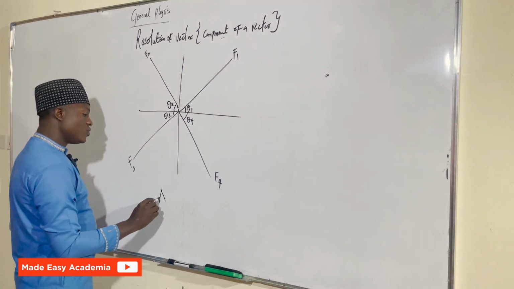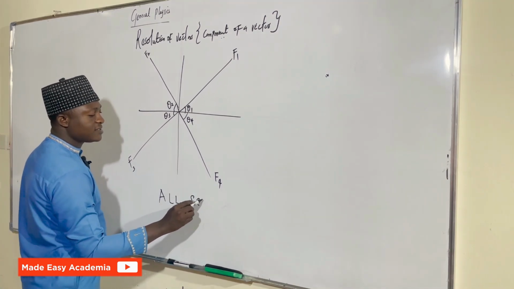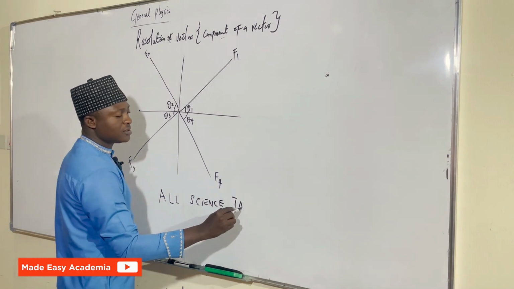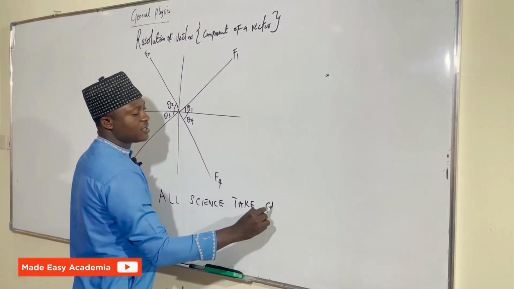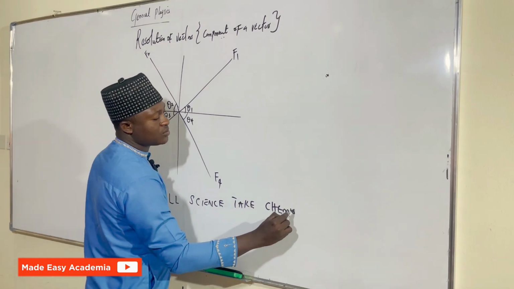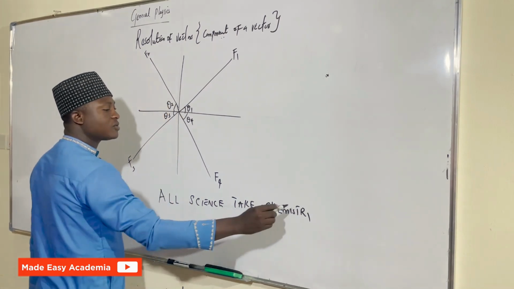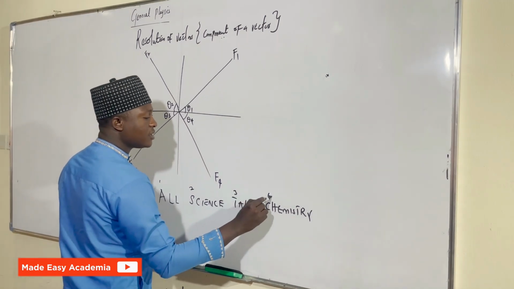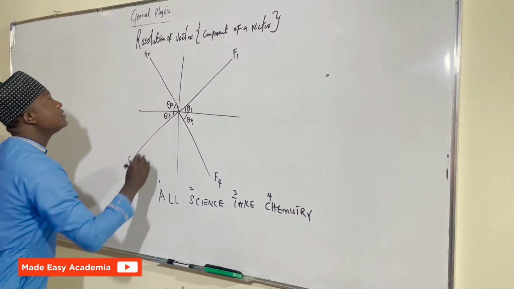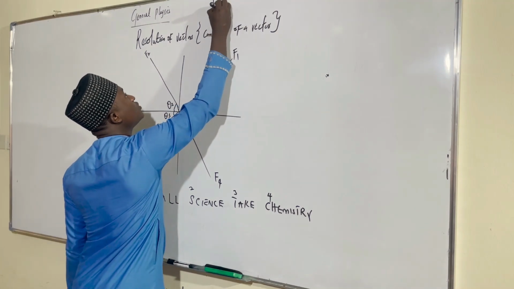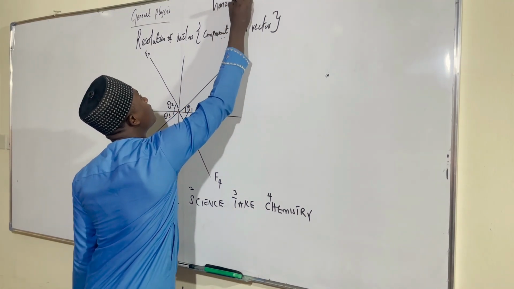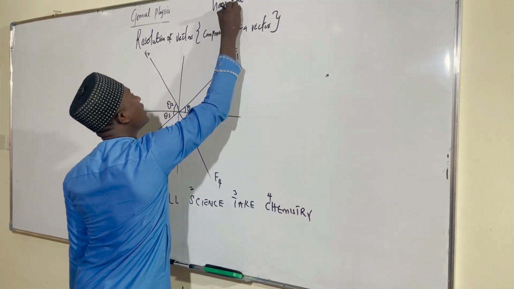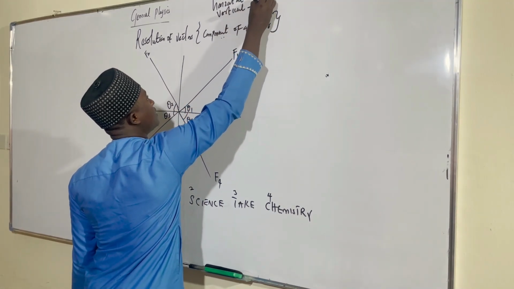Don't forget, we are using the acronym: All Science Take Chemistry. So we make use of the quadrants. This is the first quadrant, all are positive, then the second, third, and fourth. And I told you if you are resolving a vector horizontally, you'll be making use of cos, and if it is vertical, you'll be making use of sine.